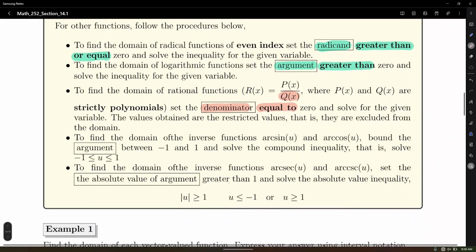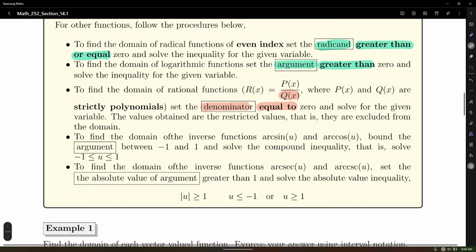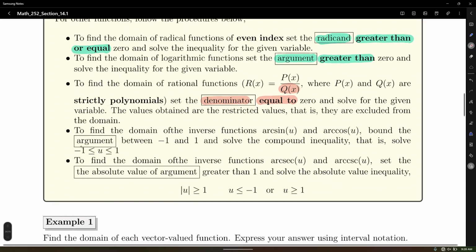Okay. Find the domain of inverse functions such as arcsine and arccosine. Well, this might be new for you. We don't set it greater than or less than. We bound the argument, that is the expression inside the arcsine and arccosine, between -1 and 1. Why do we bound between -1 and 1? Because again, where does the arcsine come from? That comes from the sine function, whose range is -1 to 1, right? When we define an inverse function, we interchange the domain and the range. So the range of the original function now becomes the domain of its inverse function.